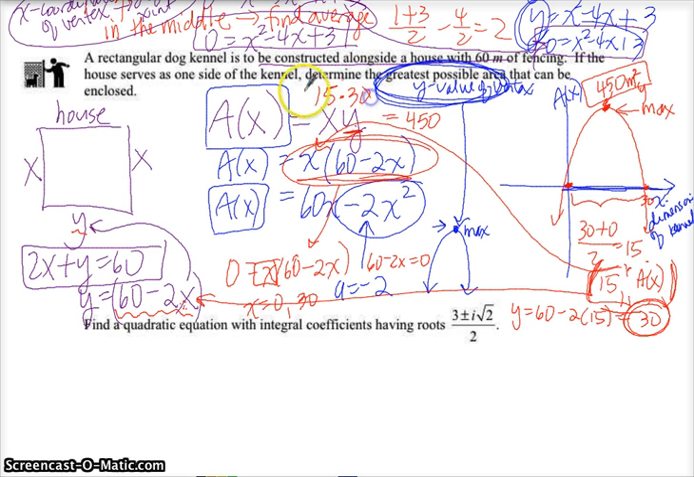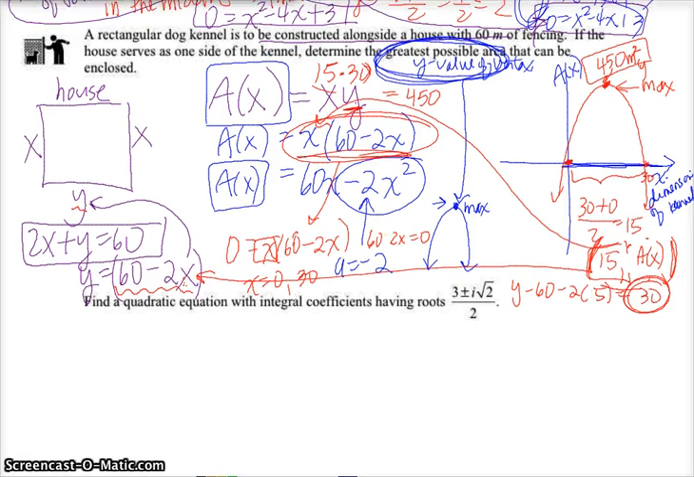These are the dimensions that would produce the maximum area. How did I get the maximum? Well, it's the y-coordinate of the vertex. How did I get the x-coordinate of the vertex? I took the average of the zeros. Once I took the average of the zeros, I plugged in the x to find the other dimension. Then I multiplied those two dimensions to get the area.